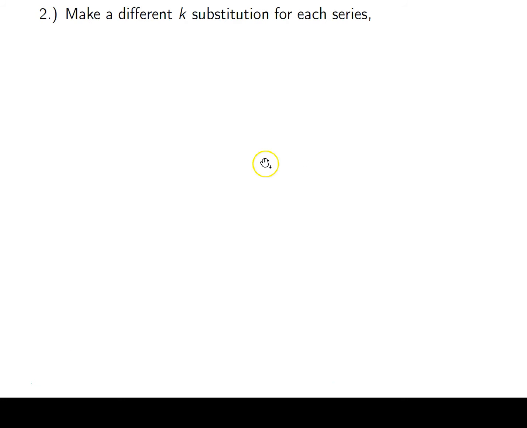I'm going to make a different k substitution for each series. I'm not going to call it k1, k2, k3. It's just a single k, but the k for the first series stays as that k. The k for the second series stays as that k. The k for the third series stays as that k. I don't differentiate between them. They're all just k, but they represent different things in each series.